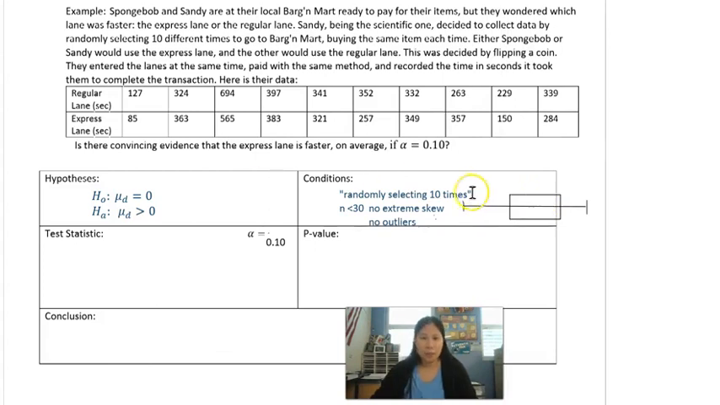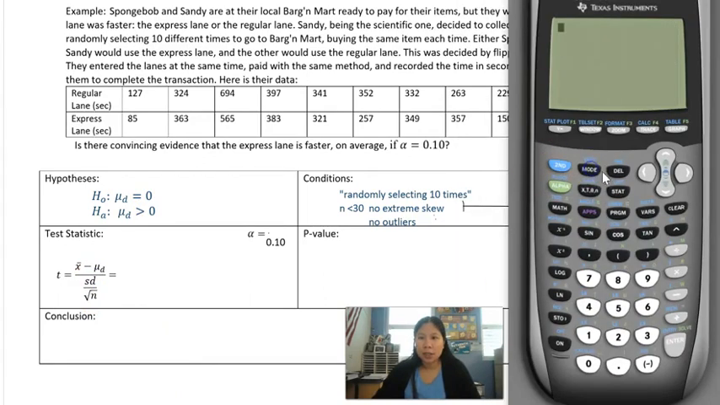Alright, now that I've checked my conditions, we can move on to our test statistic. The test statistic formula is pretty much the same as before. So plugging into my formula, I'm going to need to find my sample mean. The mu d is the number that we used in our hypothesis, which is the 0. And then we're going to have to find our standard deviation. N for us would be 10, because we have 10 data points. So in our calculators, let's calculate our mean and standard deviation.